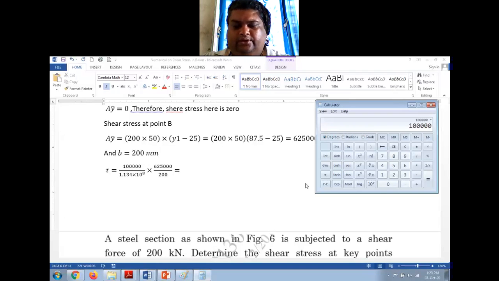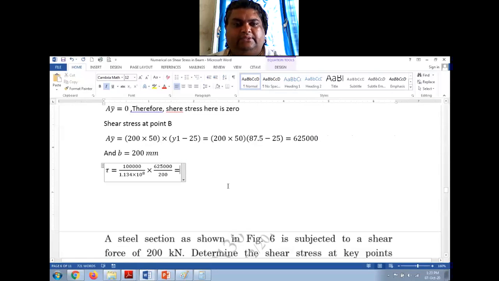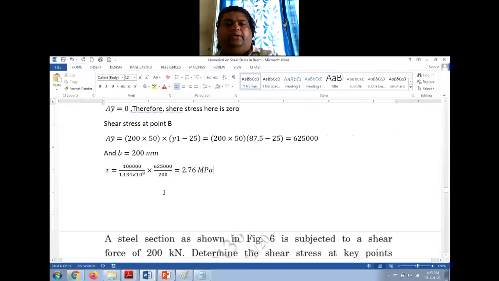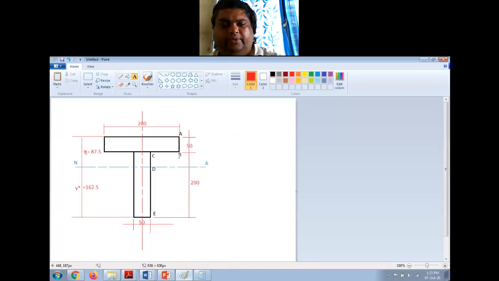100,000 into 625,000 by 200 by 1.134 into 10 raised to 8. So it is 2.755 or 2.76 megapascal. Okay, so I have found the shear stress at point B.